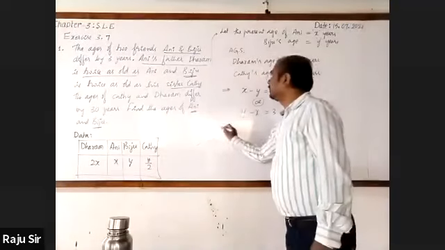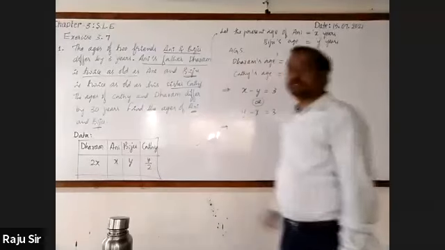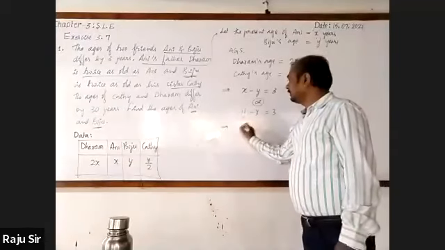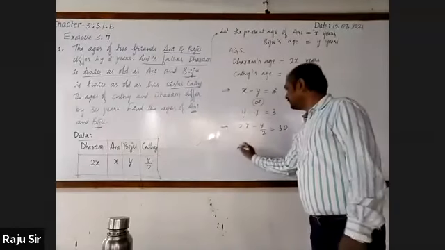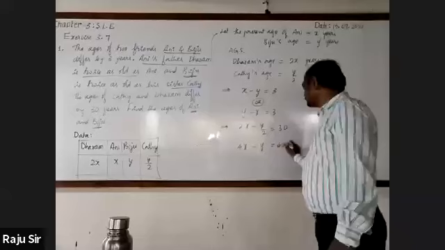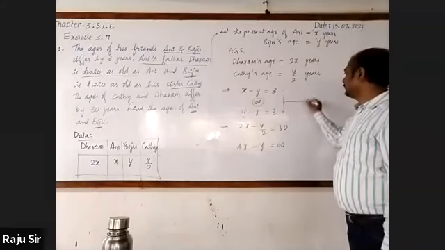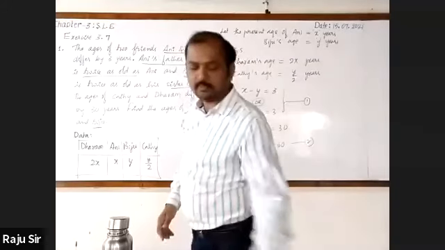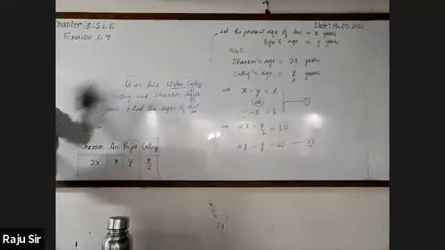Next, Dharam and Kathy, their ages differ by 30 years. So we can write 2x minus Y by 2 is equal to 30, and it is 4x minus Y is equal to 60. You may call this equation 1 and this equation 2. So let us go for solving these equations, and take case 1.